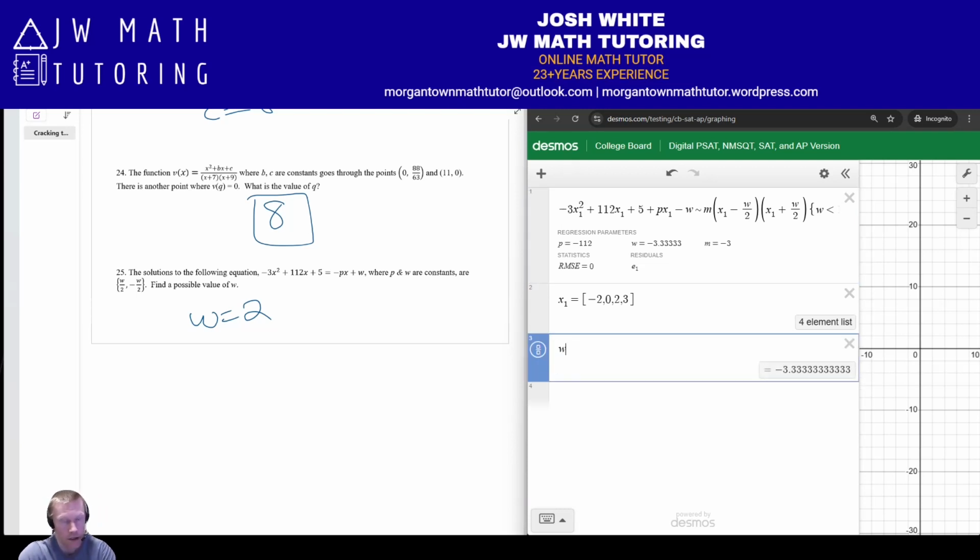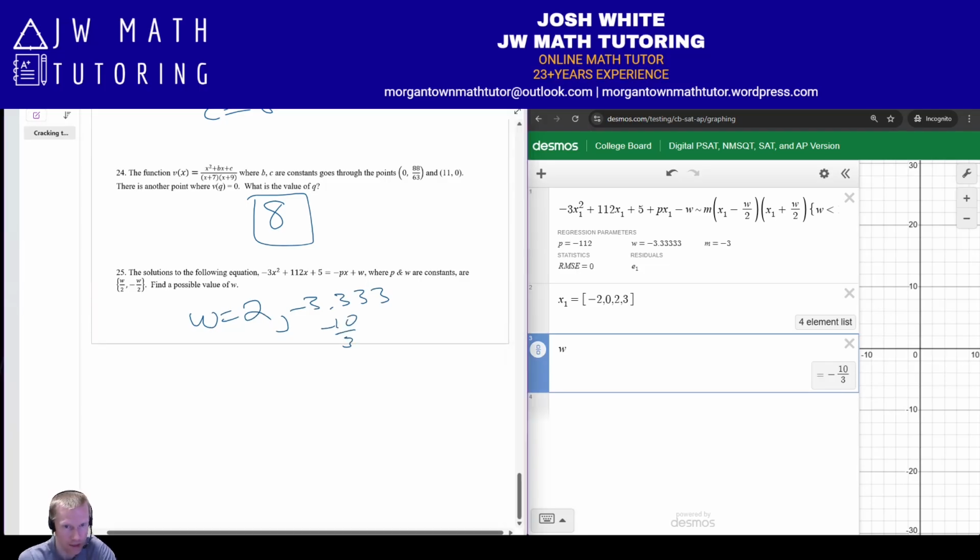It's basically, you could do negative 3.333, or you could also do its equivalent fraction form, negative 10/3, if you wanted to enter it in that way.